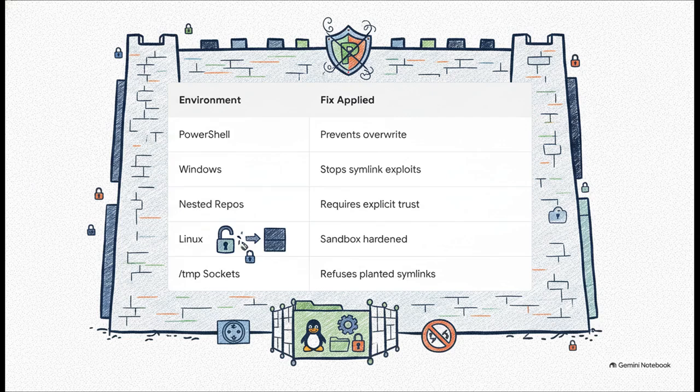Over on PowerShell, they've completely blocked bypasses that silently overwrite parameters. On Windows, Git Bash path validation now correctly ignores symlinked exploits. And if you work with nested repos, well, each one now requires explicit trust confirmation. They've also heavily hardened the Linux file system sandbox, and shared temp environments will now actively refuse pre-planted symlinks or directories owned by other users. So yeah, it's a very comprehensive security lockdown.